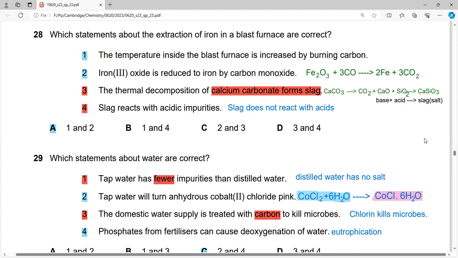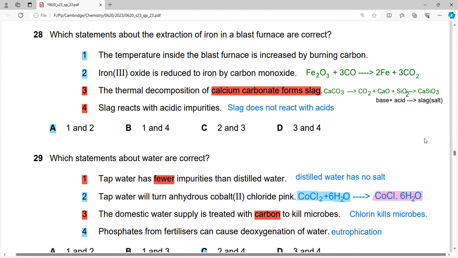That's reacting with the carbon monoxide, and it's producing iron plus carbon dioxide. So the carbon monoxide is more reactive than the iron oxide. It will snatch oxygen from that and produce the carbon dioxide while the iron gets purified. So statements 1 and 2 are correct. Now the thermal decomposition of calcium carbonate forms slag.